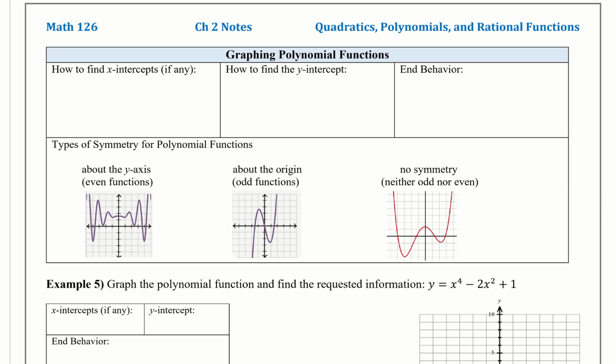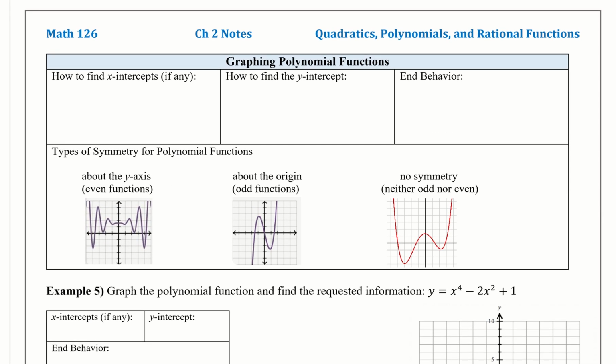Okay, let's talk about graphing polynomial functions, and let's just assume that we're not using a graphing calculator to graph them. There's a couple things. We just want to find some key points to help us graph them. X-intercepts: again, what we want to do is set the output equal to 0, and then we can factor to find x-intercepts.